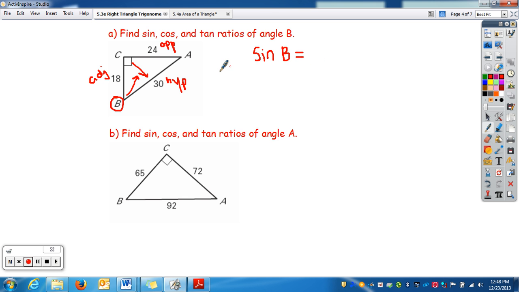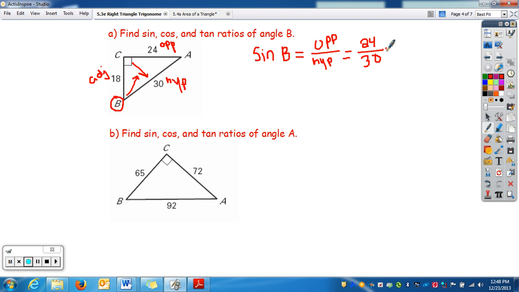So the sine of B. Sine is opposite over hypotenuse, which you should have above in your notes. If you did not write it down, go back and write it down. I will mark you off. The opposite length is 24 over the hypotenuse, which is 30.